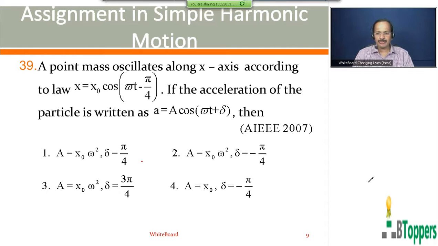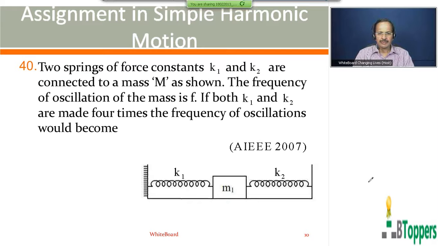I am going to show the next question on screen. See the question number 40. Two springs of force constants K1 and K2 are connected to mass M as shown. The frequency of oscillations of mass is F. Both K1 and K2 are made 4 times. The frequency of oscillations would become. 4 options are shown on screen.